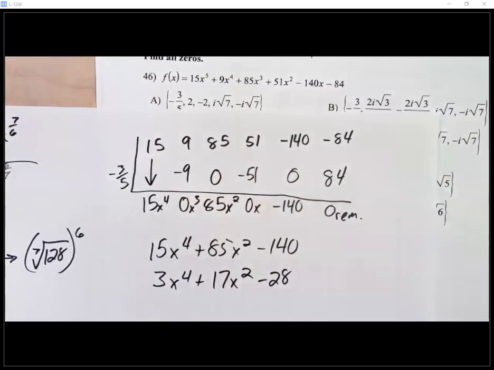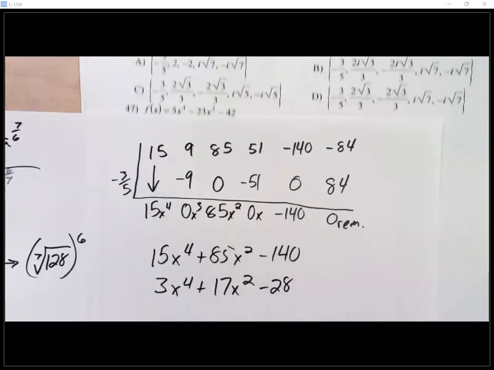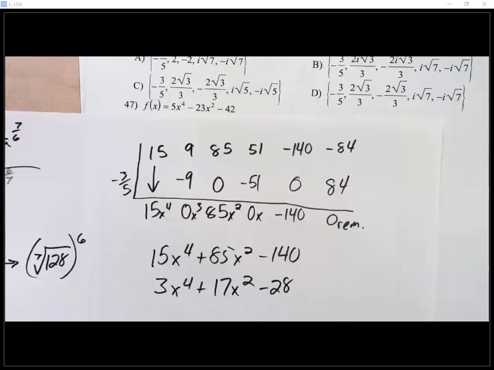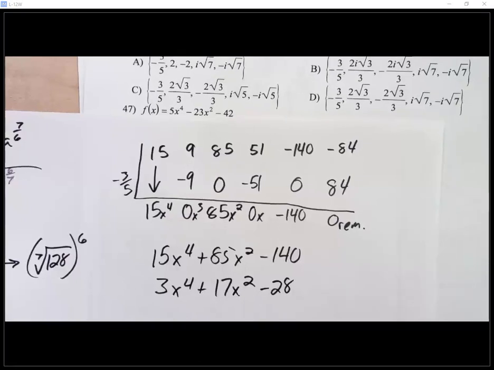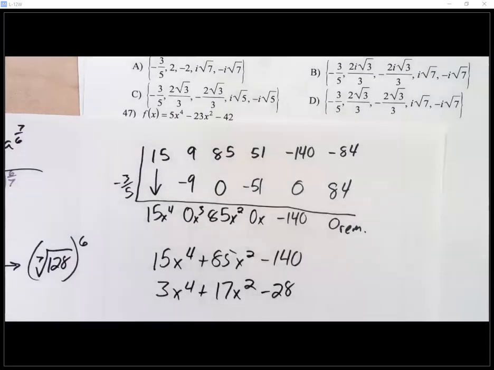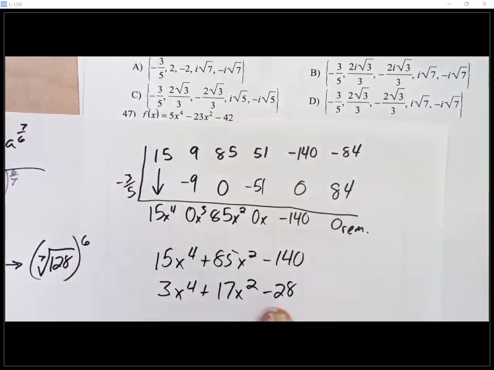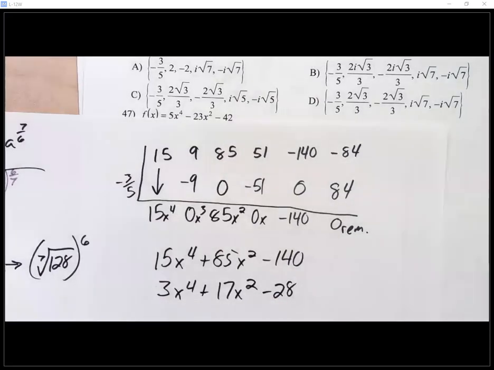But if I'm looking at the answers, honestly, it's not looking great. Let's see if we can rule out choice A, because that's the only other one that has a nice number, 2. So if I plug in 2, let's see if it comes out as 0. Because if it does, then I know my answer is A and I don't have to go any further. So let's try it. 3 times 2 to the fourth plus 17 times 2 squared minus 28. Does not come out as 0, so I know choice A is not it.